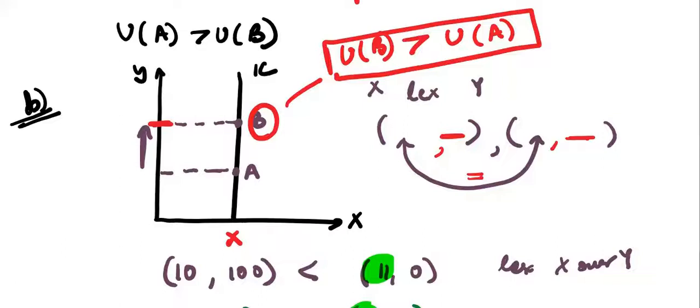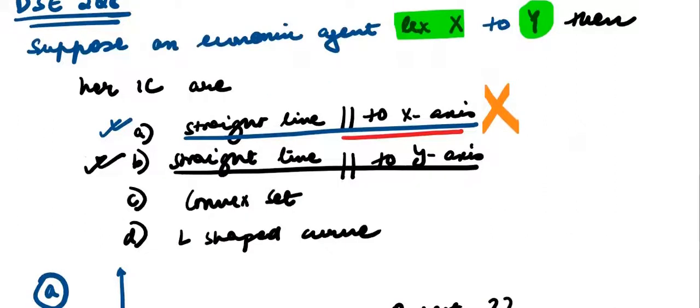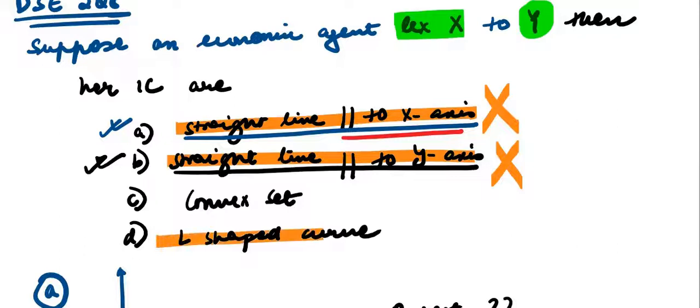So the utility from B is clearly greater than the utility from A. These 2 points don't have the same level of utility and cannot be on the same IC. The definition of indifference curve is violated. So this is also a wrong option. This is not true.